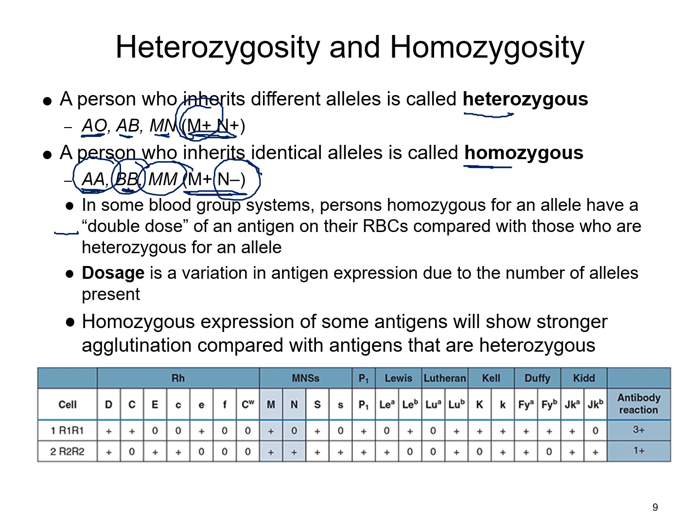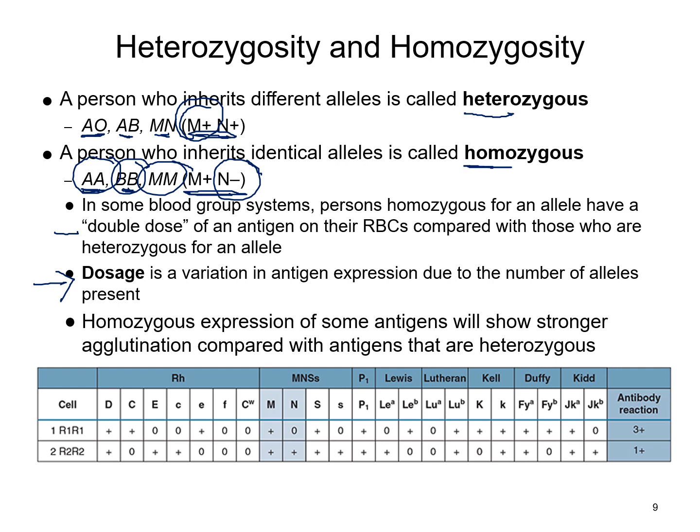What this does is it actually presents a pattern of dosage. Dosage is a variation in antigen expression due to the number of those alleles present. We're going to learn a little more about dosage as we go, but first we're just understanding the expression of those particular gene patterns. What that means is that homozygous expression of some of those antigens will show a stronger agglutination reaction when we compare it with antigens from patients who are at a heterozygous state of inheritance. So we've got several examples here of patterns of inheritance.